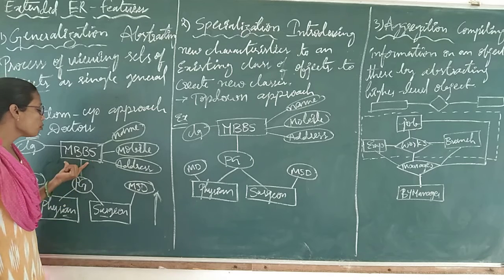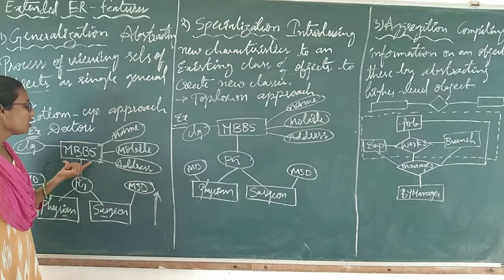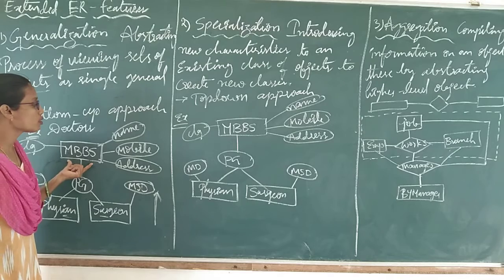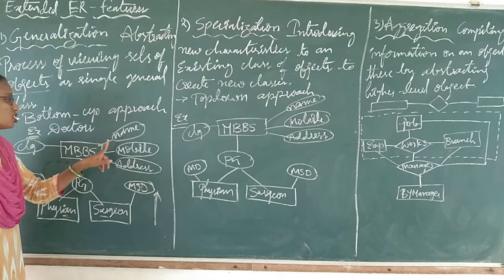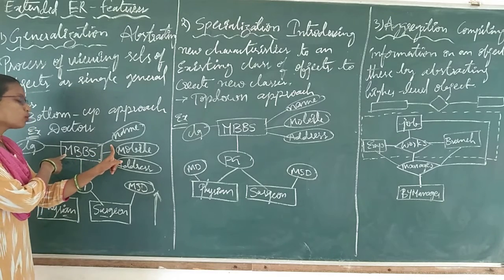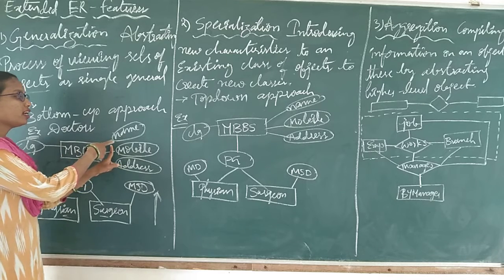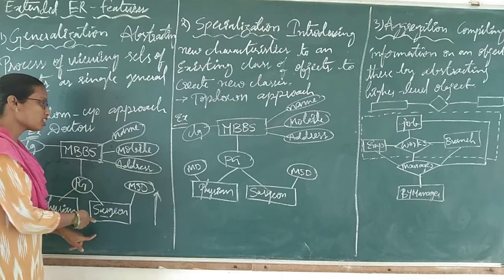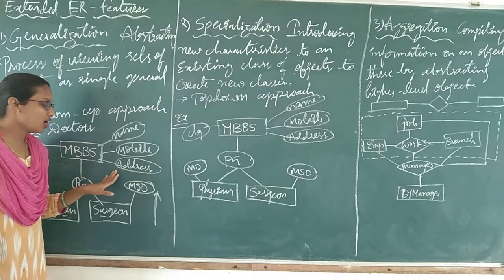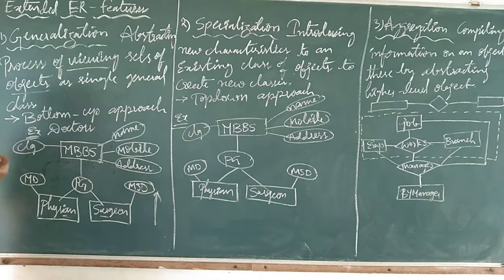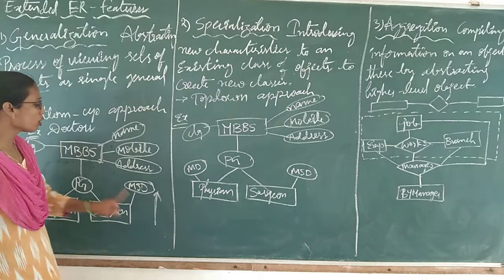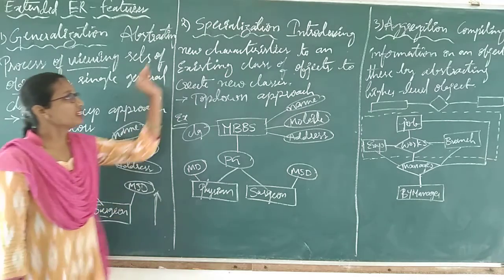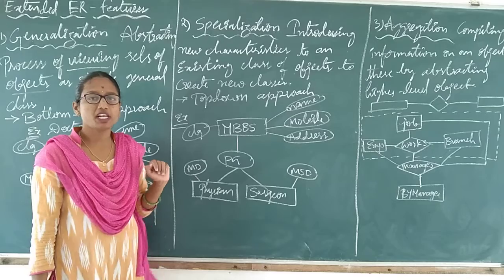MBBS is an entity and this entity has attributes: the name of the physician and the name of the surgeon, mobile number, address and college name. This is the bottom up approach. And the next, the second one, is specialization.